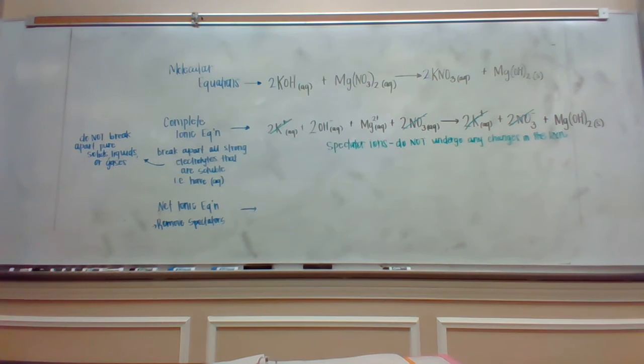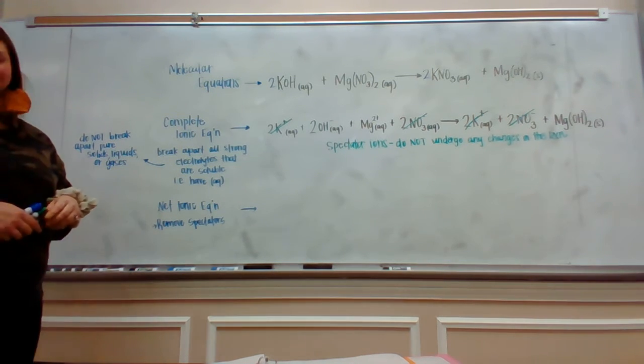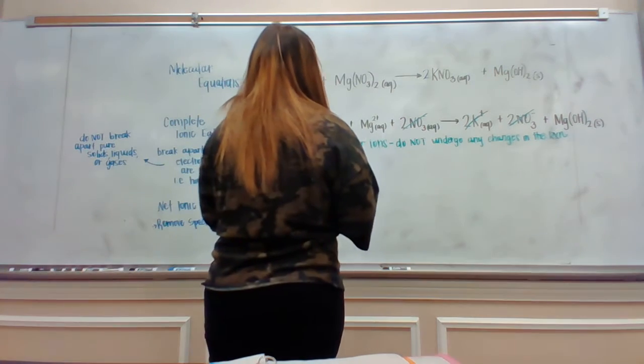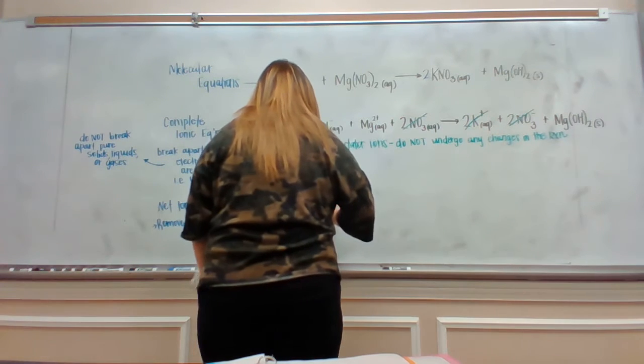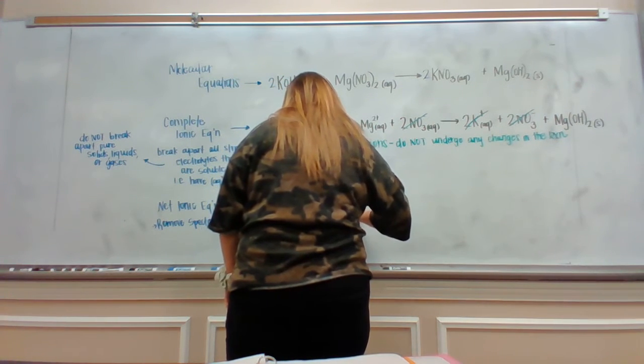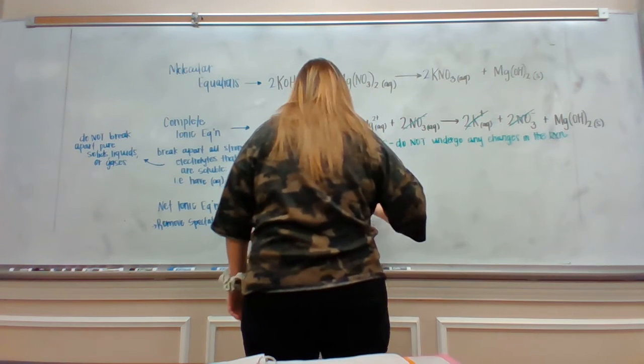Right? So there's one last equation that I could write, and this is called the net ionic equation. The net ionic equation is just like your complete ionic equation with your spectators removed. So that's why I crossed them out. So my net ionic equation then becomes, I bring everything down that I didn't cross out.